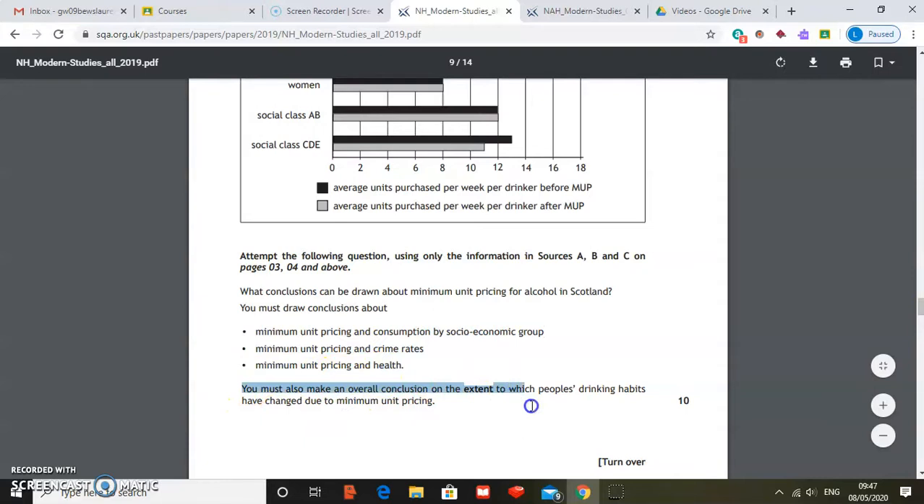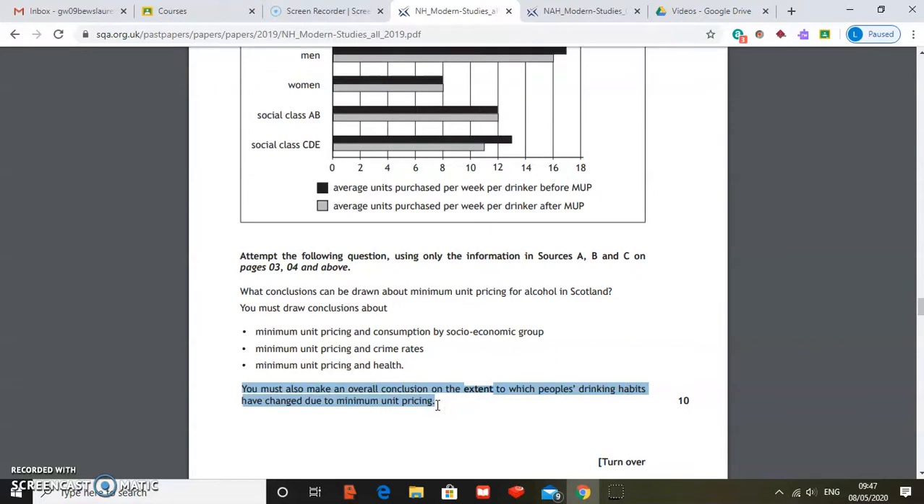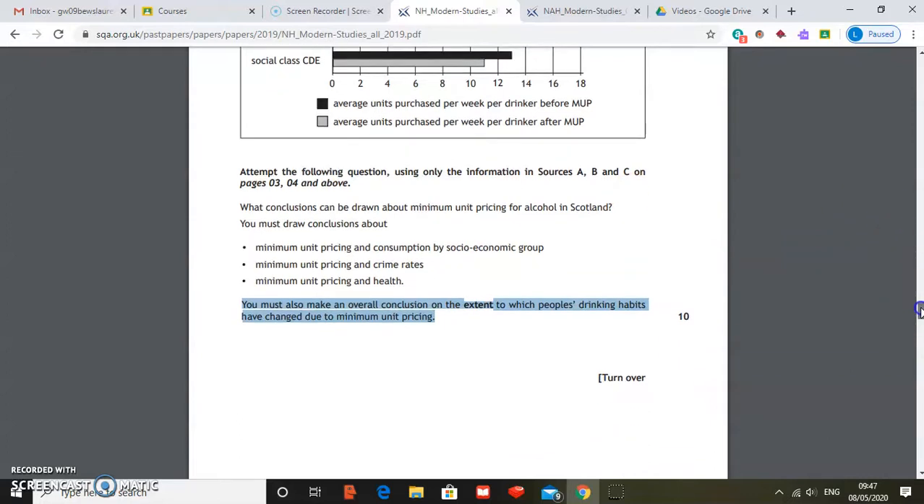An overall conclusion to the extent, and it gives you a statement. So you have to say maybe to a large extent, a small extent. What you can't do is a certain extent. You can do that in history, but in modern studies, a certain extent is not allowed. And that first one is worth 10 marks.